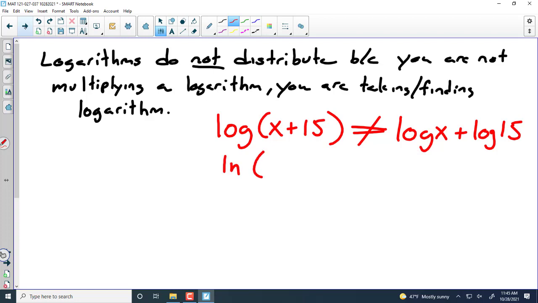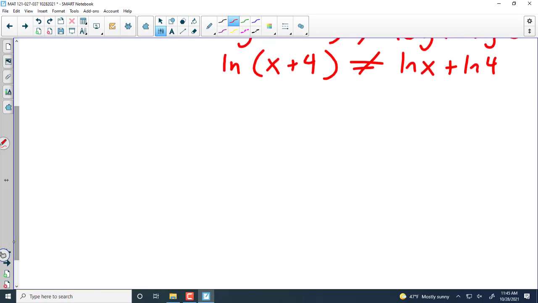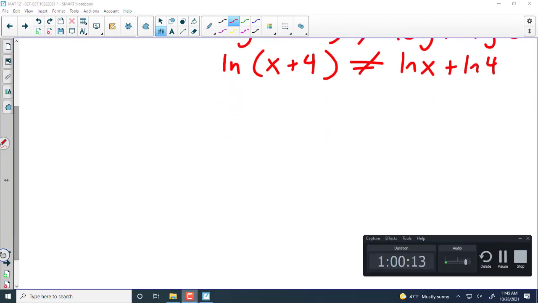The ln of x plus 4 is absolutely 100% not the ln of x plus the ln of 4. You may not do that ever, because logarithms do not distribute. This is what they do, though. And this is not distributing, everyone. This is a property of logarithms.